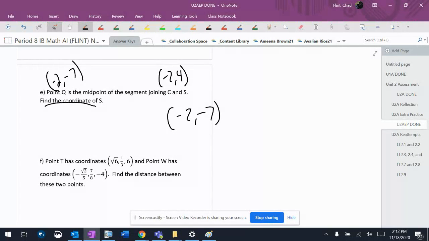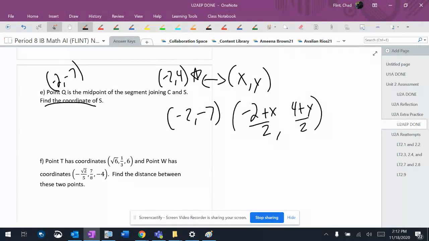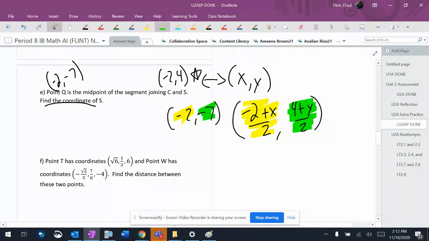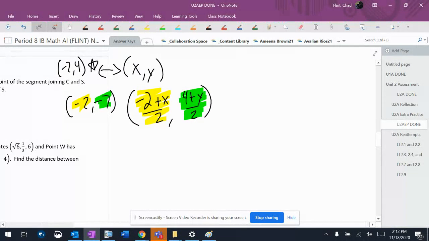The midpoint is (-2, -7). We have this one point, and we're trying to find this missing point, which we're going to call (x, y). All right, so now the midpoint formula between these two would be (-2 + x)/2 and (4 + y)/2. This first expression needs to equal -2, and the second needs to equal -7. So there are two equations to solve. I had to think about it, so this is a confusing one.